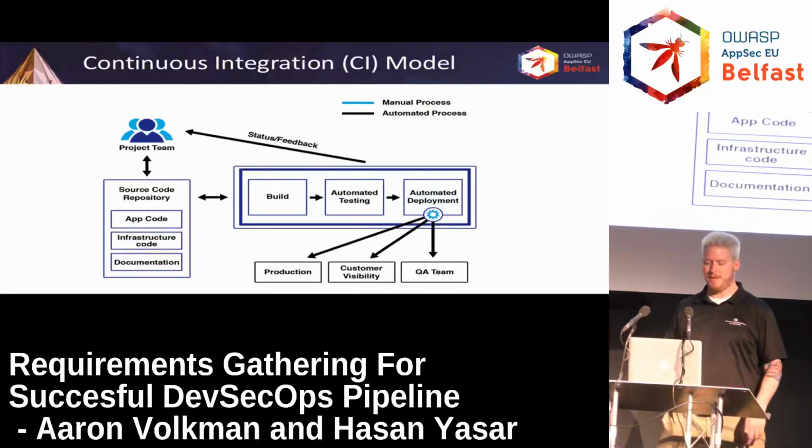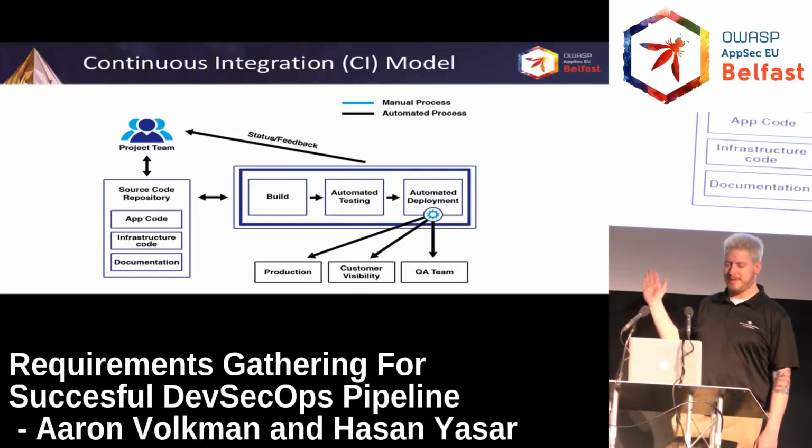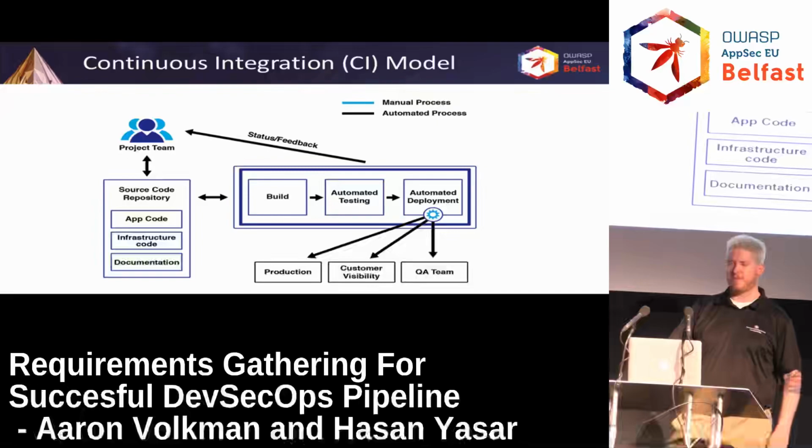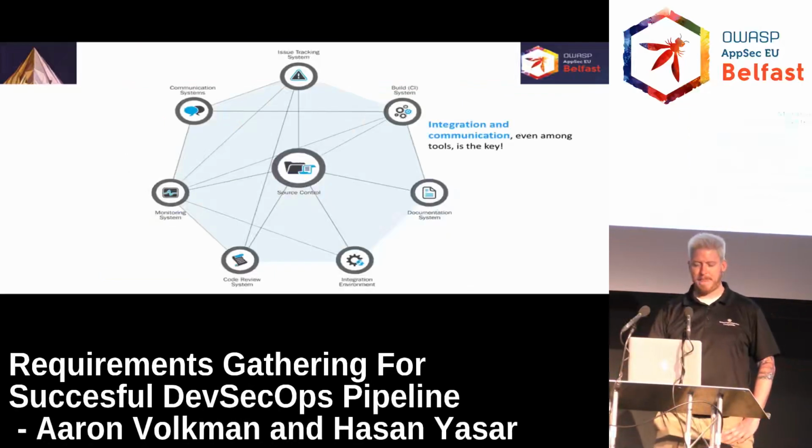the automated deployment. The automated testing, I think, is our biggest challenge and the biggest thing that gets skimped on, since that's the easiest thing to slack up on whenever the schedule starts to suffer. We have automated deployment to a production, to an area to give customer visibility as well, and also to deploy to our QA team, all the while giving constant status and feedback to the project team.